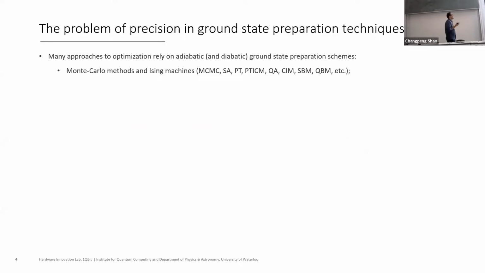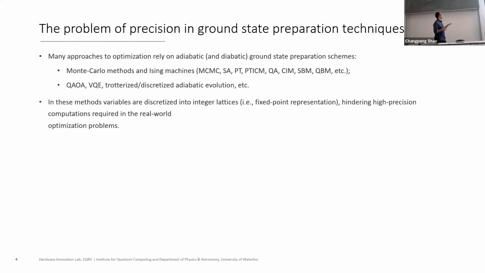And this is not even just for quantum methods for optimization. If you look at Markov chain Monte Carlo, simulated annealing, parallel tempering, quantum annealing, all these different Ising machines that people have built over the years, and then QAOA, VQE, Trotterized, discretized adiabatic evolution, all of these schemes are kind of a heuristic for preparing a ground state to perform optimization.